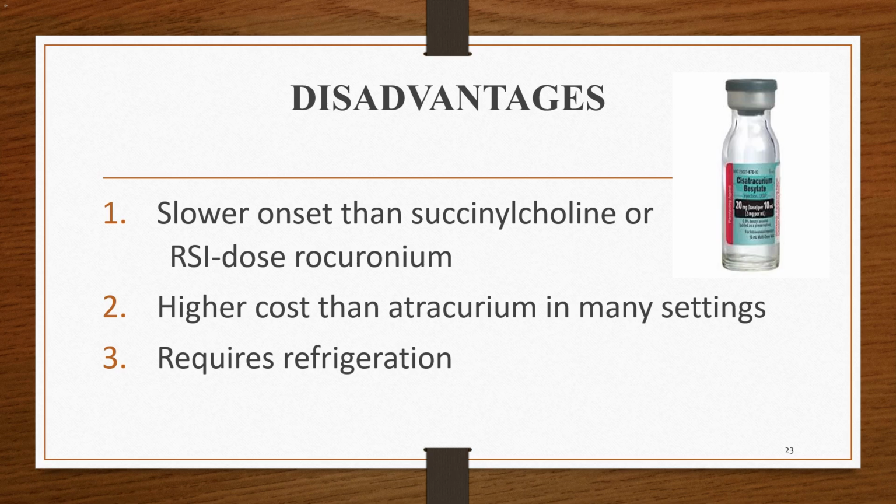Disadvantages of Cisatracurium. 1. Slower onset than succinylcholine or RSI dose rocuronium. Cisatracurium takes longer to work compared to these fast-acting muscle relaxants used for rapid sequence intubation. 2. Higher cost than Atracurium in many settings. Cisatracurium can be more expensive than Atracurium in some places. 3. Requires refrigeration. Cisatracurium needs to be kept cold to stay effective.